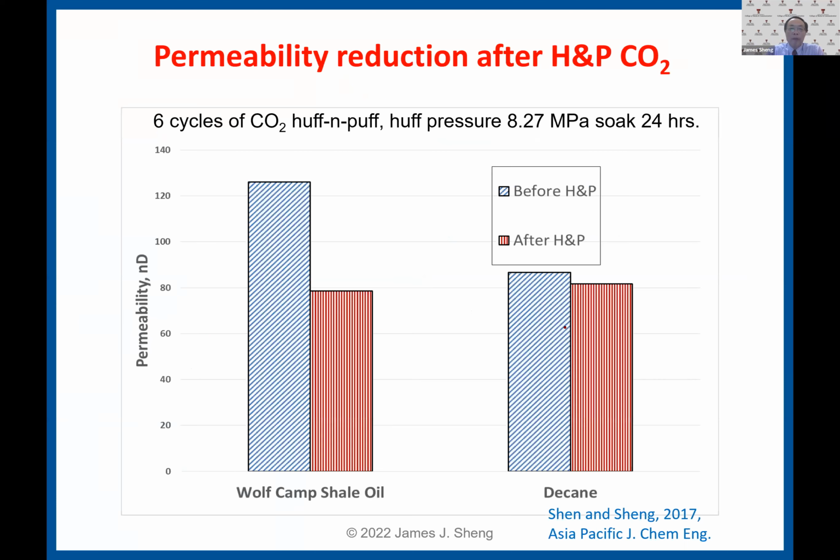Okay, what we did is we first checked the permeability. We used Wolfcamp shale oil, and after 6 cycles of CO2 huff-and-puff at this pressure with 20 hours of soaking, we got a permeability here. This one is before huff-and-puff. After huff-and-puff, permeability was reduced. That means the S14 precipitated and deposited in the pores.